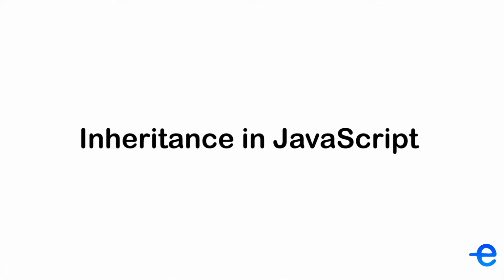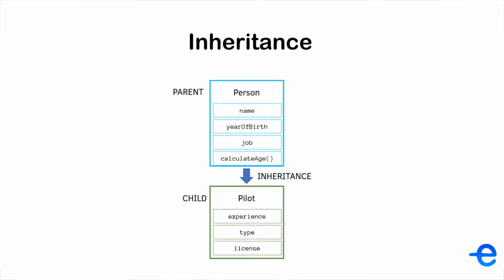In this video, we will talk about inheritance. Inheritance is an object-oriented programming concept. It just means that one object is based on another object. This results in a parent-child relation. As you can see on the screen, a pilot is also a person. And that's why the pilot object is a child of the person object. Or in other words, the person object is the parent of the pilot object. This parent-child relation is called inheritance.